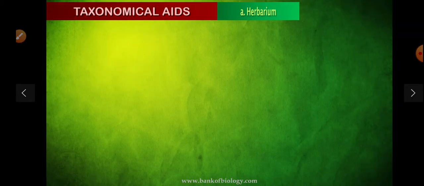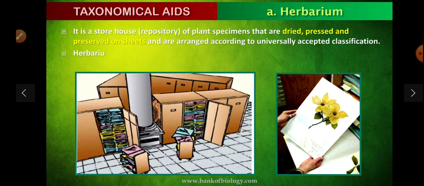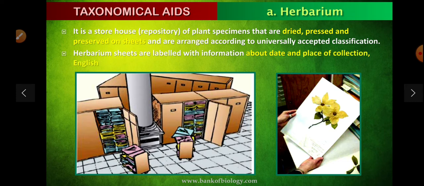First is herbarium. It is a storehouse of plant specimens that are dried, pressed, and preserved on sheets and are arranged according to a universally accepted classification. Herbarium sheets are labeled with information about date and place of collection, English, local, and botanical names, family, collector's name, etc.